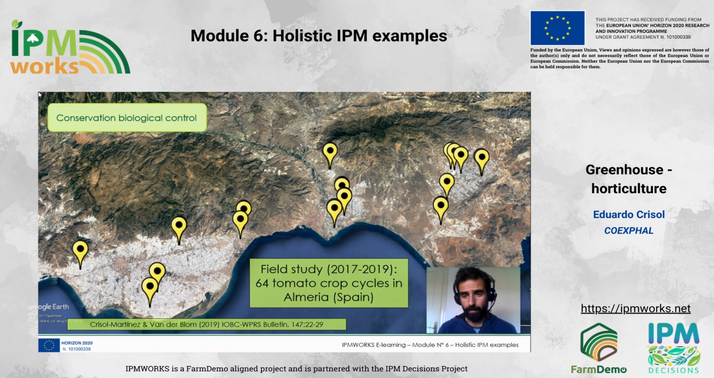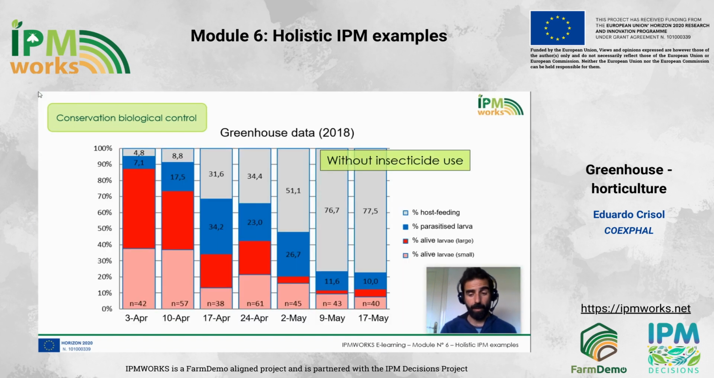We have carried out a field study between 2017 and 2019, where we surveyed 64 tomato crop cycles in Almeria, in Spain. We wanted to check the biology of the parasitoid and how it acted controlling Tuta absoluta under different circumstances. So here I am presenting a couple of examples of what happened in the field.